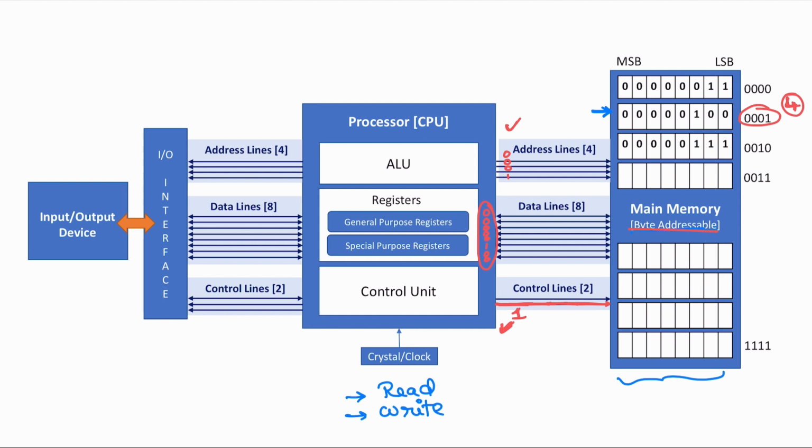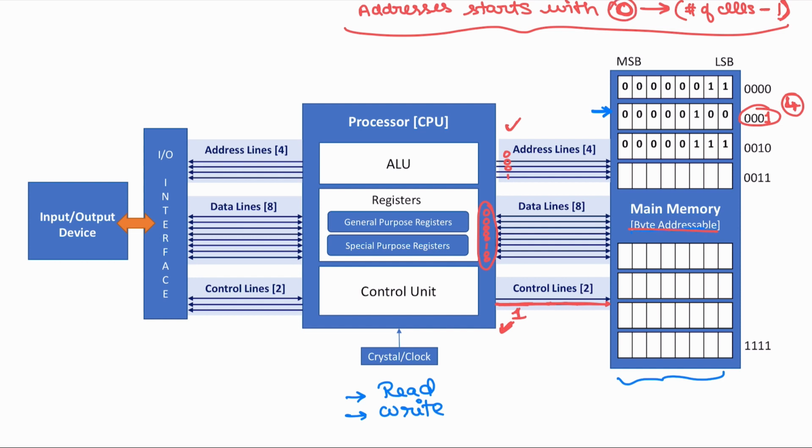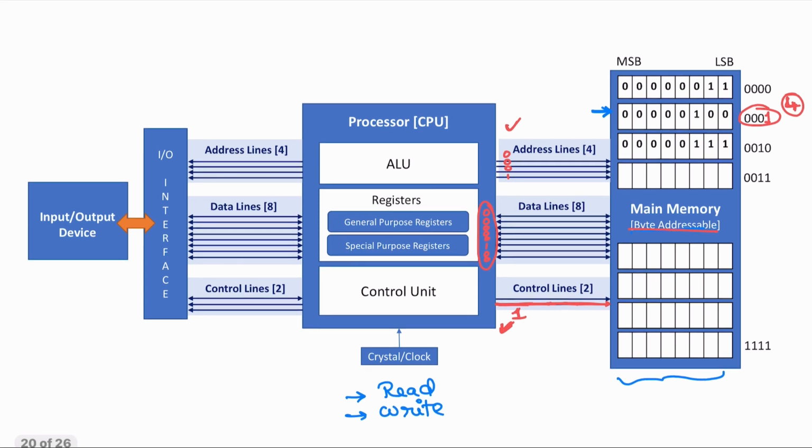Now cell 2 is, like you can see here, represented by 1. One more thing, I mentioned it earlier as well, but again, addresses start with 0 and go all the way up to number of cells minus 1. That is obvious, right? It will go from 0 to number of cells minus 1. This is one thing you must remember.